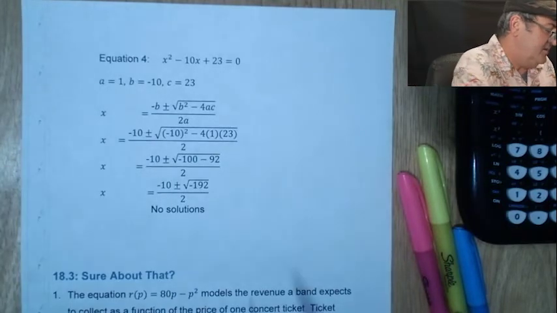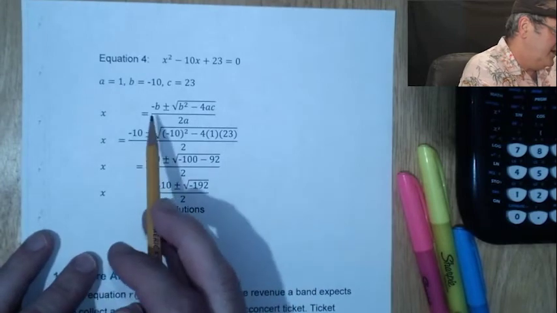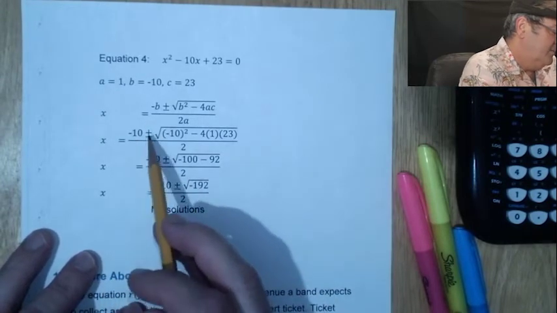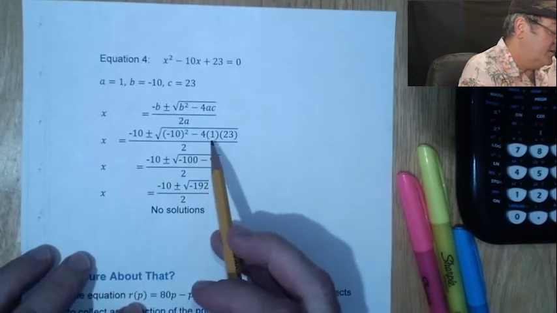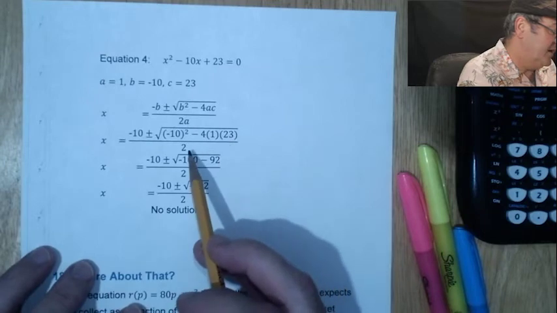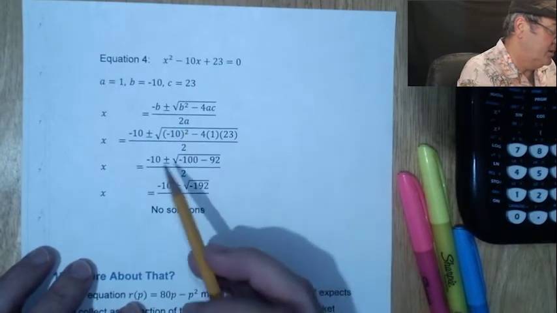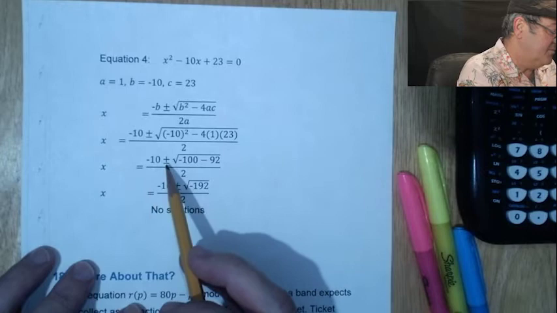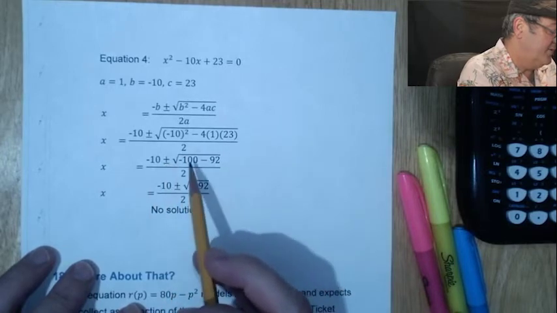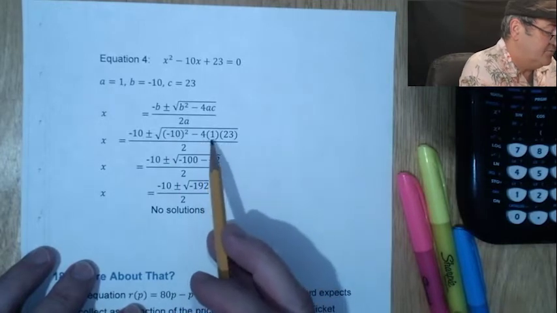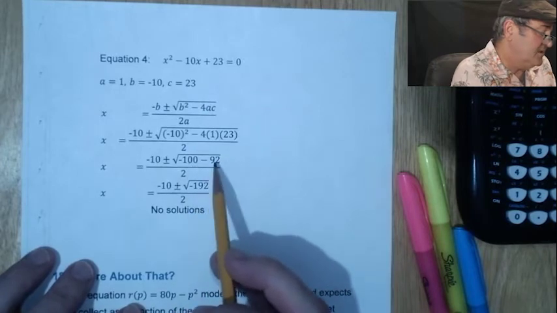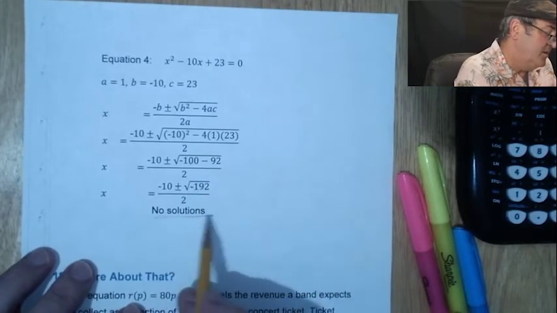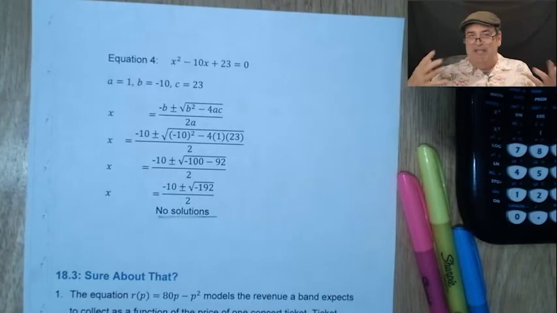Here's our quadratic formula. So negative B, negative 10, plus or minus the square root of negative 10 squared, minus 4 times 1 times 23, divided by 2A, 2. So negative 10 plus or minus the square root of negative 100, because they're squaring that, minus 92, because 4 times 1 times 23 is 92. They did the math right there. Well, negative 100 minus 92 is negative 192. No solutions. Again, because we cannot take the square root of a negative.